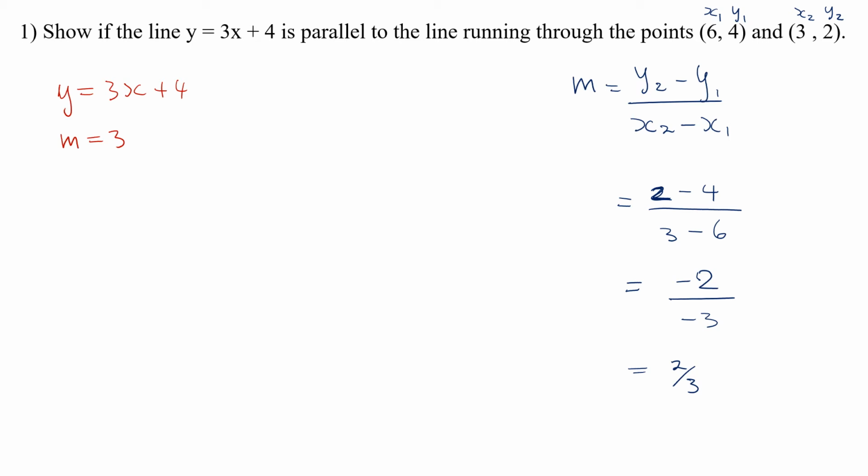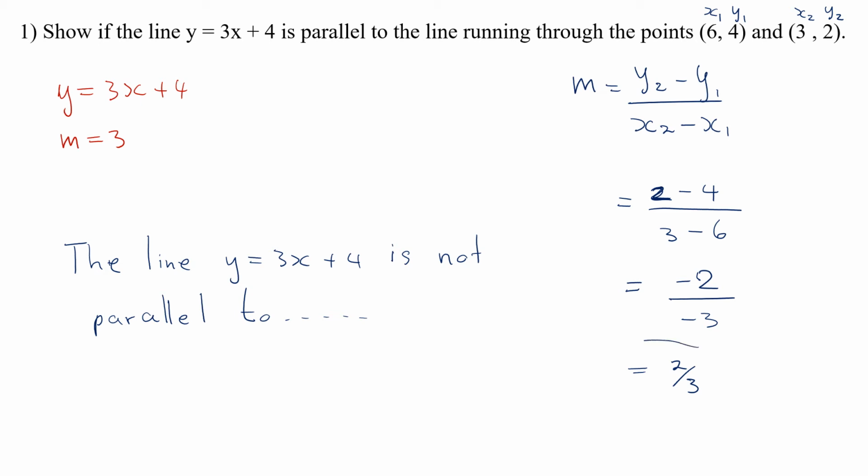Close, but not the same. So, show if the line y = 3x + 4 is parallel to the line running through these points. Is it parallel? No. So you have to state that. That is a lot of writing, so I will try to abbreviate. The line y = 3x + 4 is not parallel to the line running through the points (6, 4) and (3, 2). Why not?